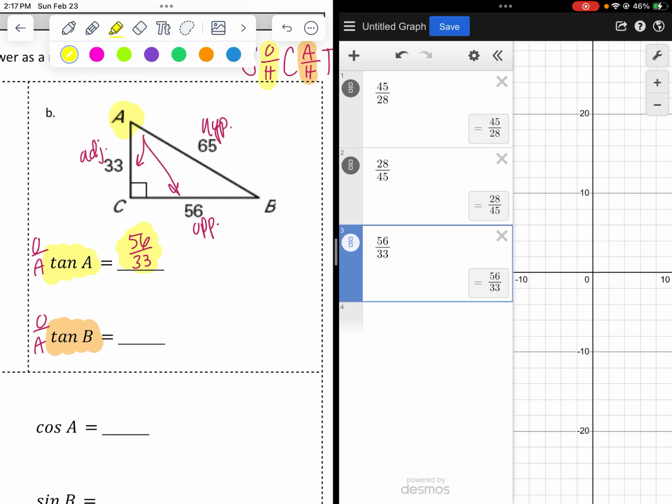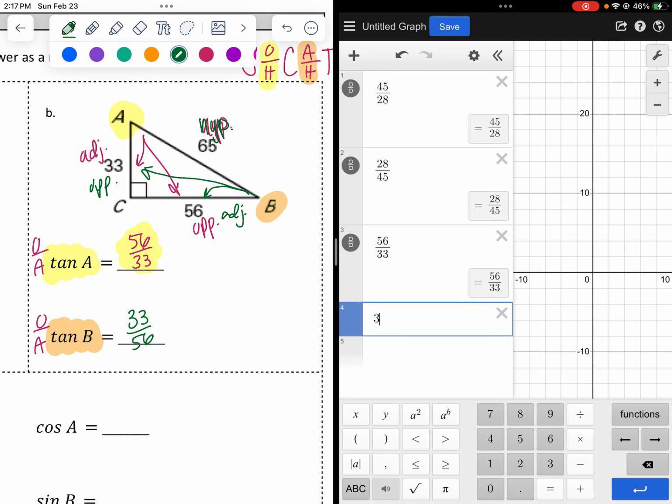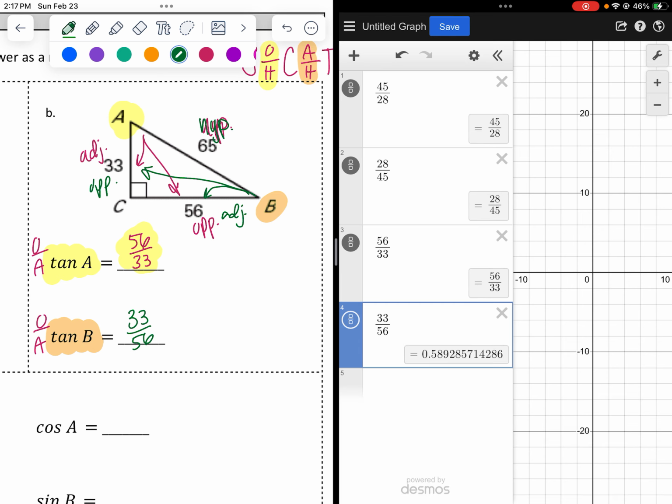Okay, let's go and move on. Reference angle B. So across from B is the 33. That's my opposite side. Right next to B is my 56. My hypotenuse stays the same. So opposite over adjacent looks like we have 33 over 56. And let's see if this reduces at all. Nope, does not reduce. That is my finalized answer.